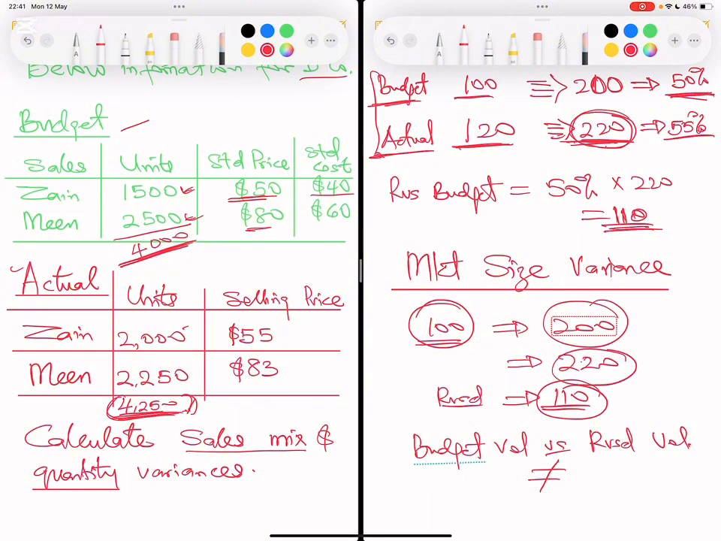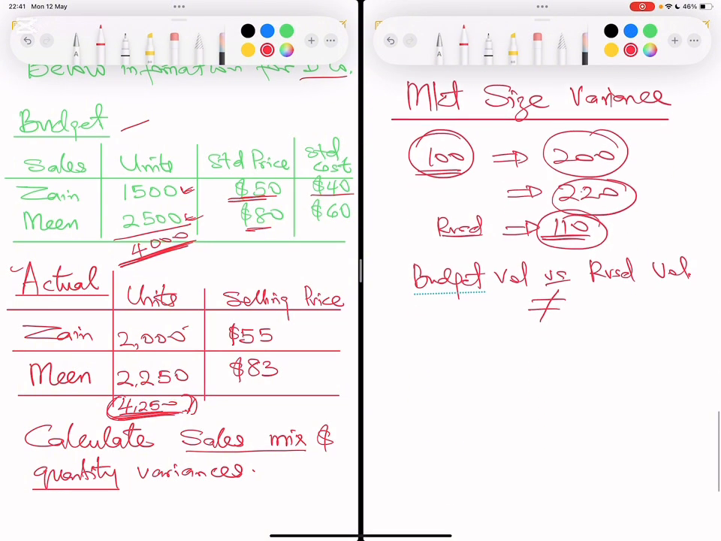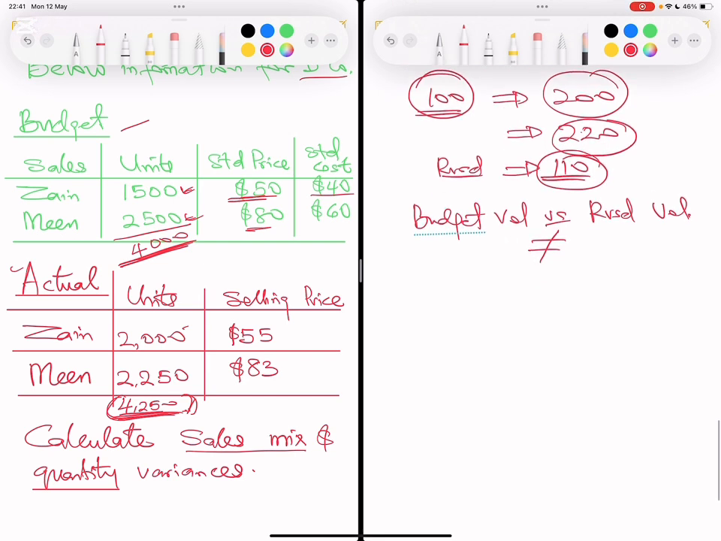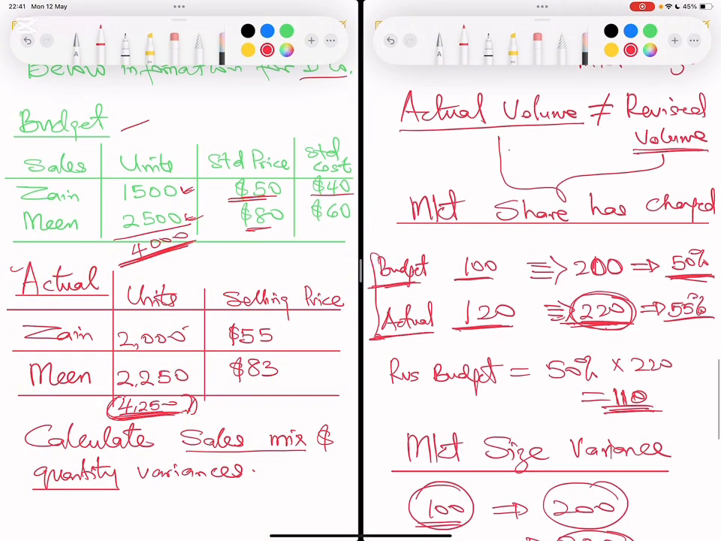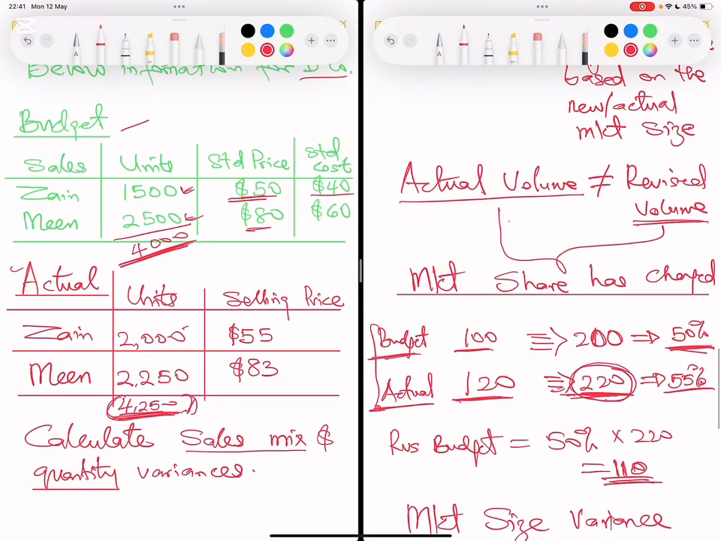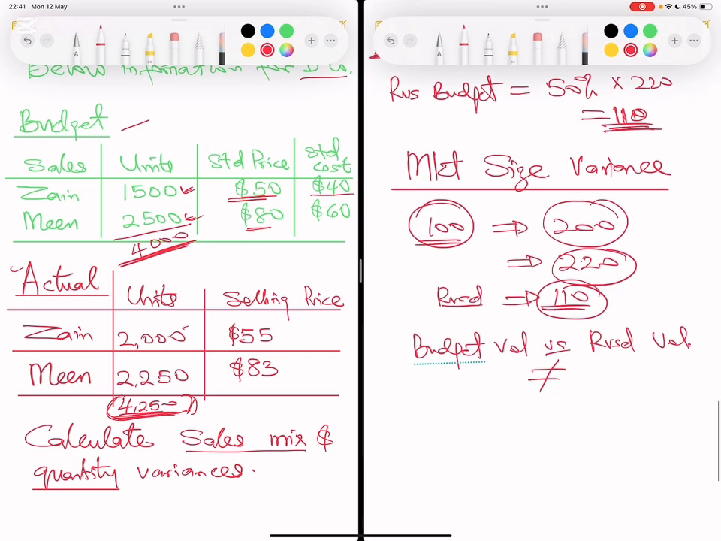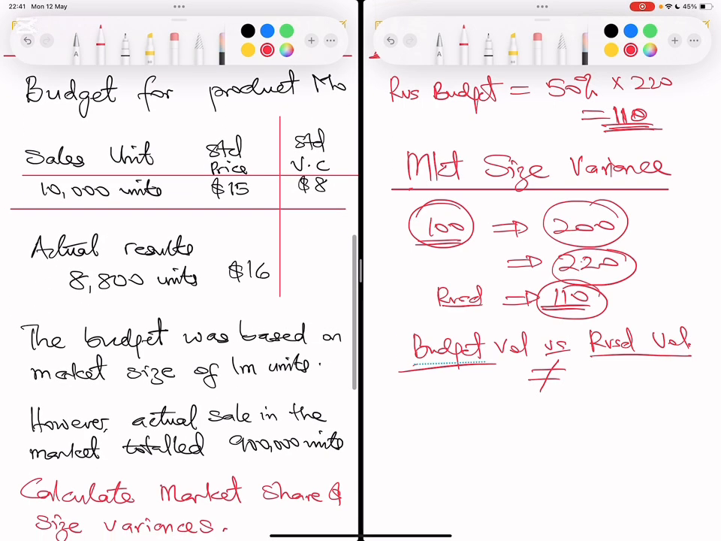That is why, when we are calculating all these variances, those are the two things we'll be comparing. So to calculate your market share variance, we're going to be doing actual volume minus revised volume, and we'll value it at the standard margin. Likewise, for market size variance, we'll be doing budget volume minus revised volume, multiplied by the standard margin. Very straightforward. Let's do an example to understand this better.